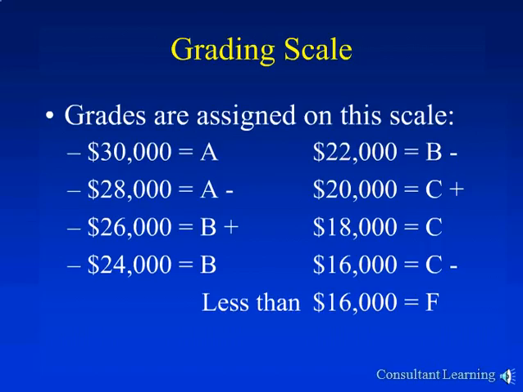This slide shows the grading scale that most of the teachers use. 30,000 is an A, 28,000 is an A minus, 26,000 is a B plus, and so forth down to 16,000 for a C minus. I don't give D's, but if you're required to give D's, just extrapolate the fees down $2,000 for each plus or minus.